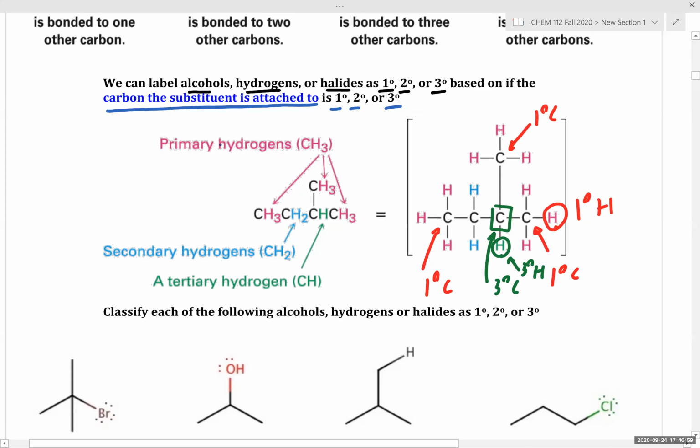Just to make sure we're on the same page here, what about the carbon in blue? Is that primary, secondary, or tertiary? The carbon in blue is a secondary carbon, and as a result, this hydrogen would be a secondary hydrogen.